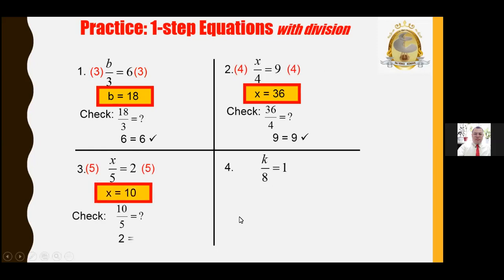And finally, the last question, k over 8 equals 1. To find the value of the variable k, we will multiply by 8, the inverse operation, because this is division. Then the value of the variable k equals 8.